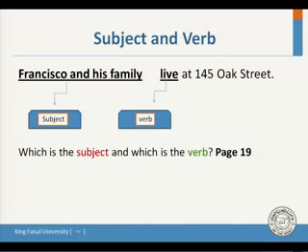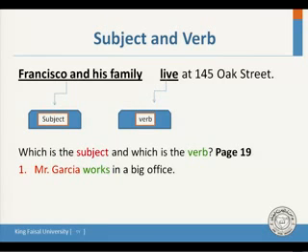Now, we will do an exercise together, which is on page 19. Which is the subject and which is the verb in the following sentences? Look at sentence number 1. The subject is Mr. Garcia. Right. It is written in red here. Mr. Garcia. And the verb is works. Mr. Garcia, subject, works, verb.